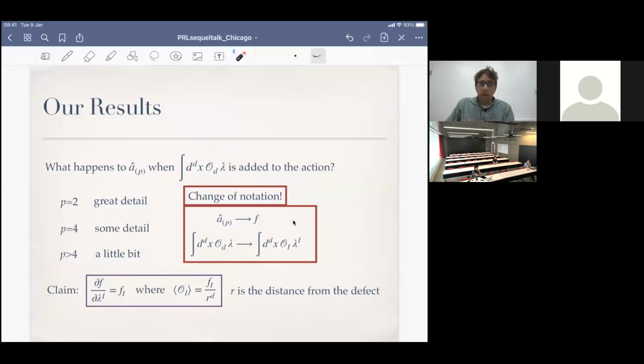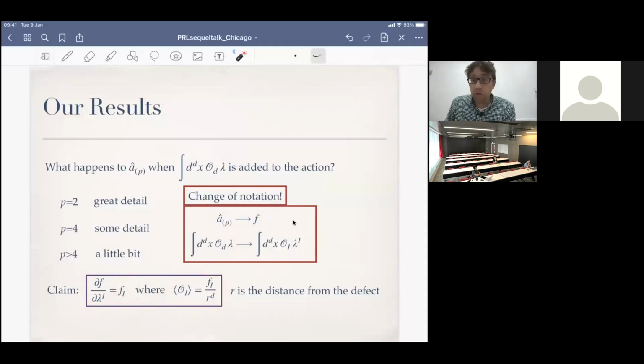This is the punchline of the talk in some sense. Let me first change notation. I had A hat sub P, which was the coefficient of the boundary anomaly, and ever after in this talk it will be called F. And I had this coefficient lambda, which ever after I'm going to give a superscript I, so that I could have some possible space of these marginal deformations, not just one. The claim of this work is that the derivative of this anomaly coefficient with respect to the marginal parameter is given by the 1-point function for these marginal operators.